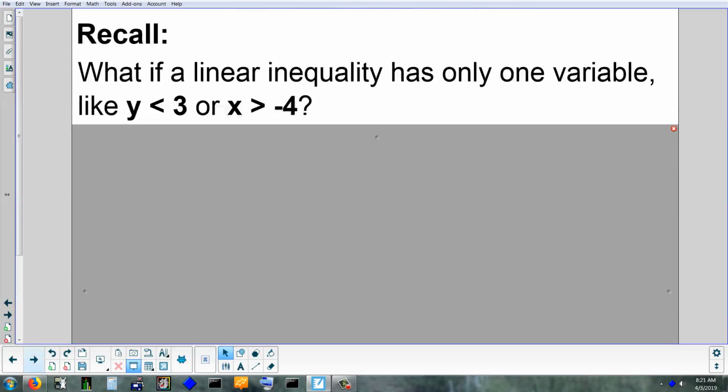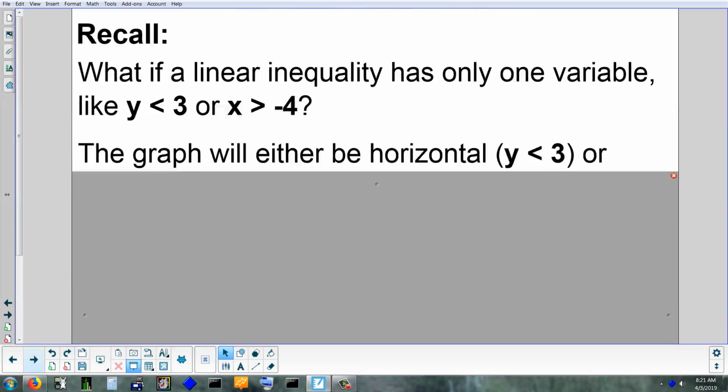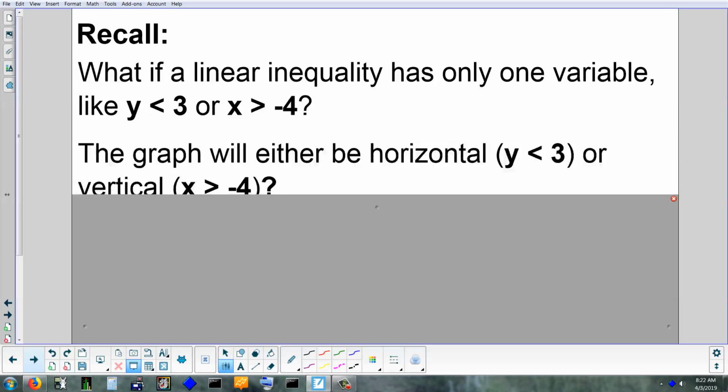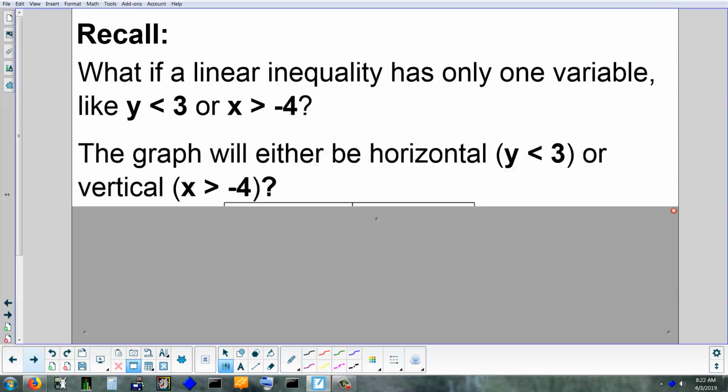Now, if a linear inequality only has one variable, it's kind of a special case, right? Normally it's got the x and the y. What happens if it only has one variable? The line is either going to be what or what? You have two options. Horizontal and vertical, right. One of these is horizontal, one of these is vertical. Does anybody remember which one is the horizontal? Y. Yep. Horizontal is when you have y by itself. So the x is when you have the vertical.